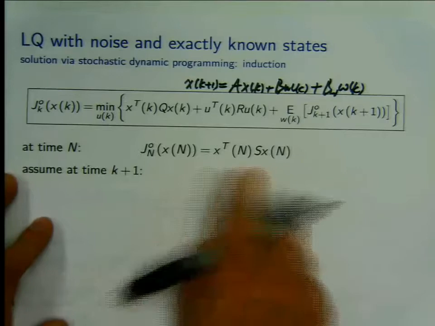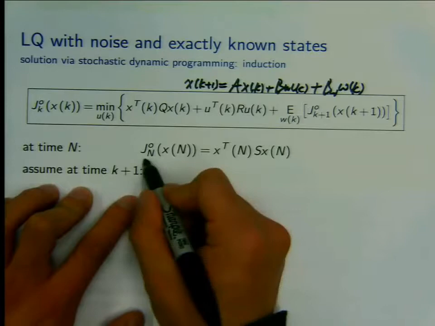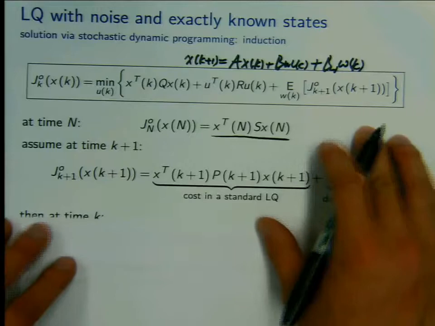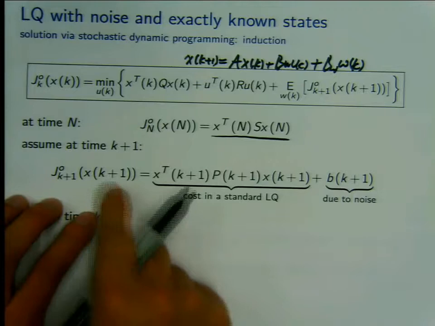Now, the final boundary condition for this is going to be Jn optimal at time n. This is similar to the LQ problem. So it's the terminal cost over here. And then assume this is something, recall homework one. You did something similar to this.